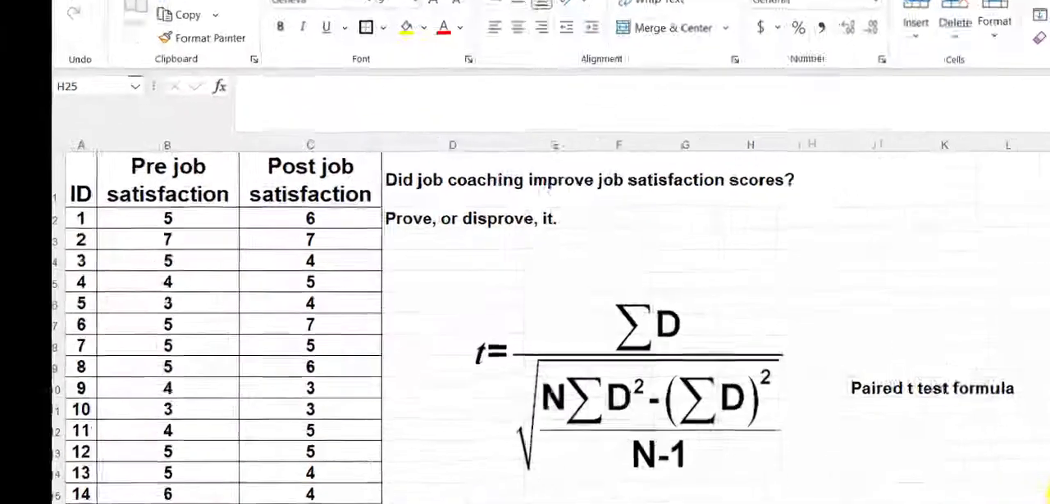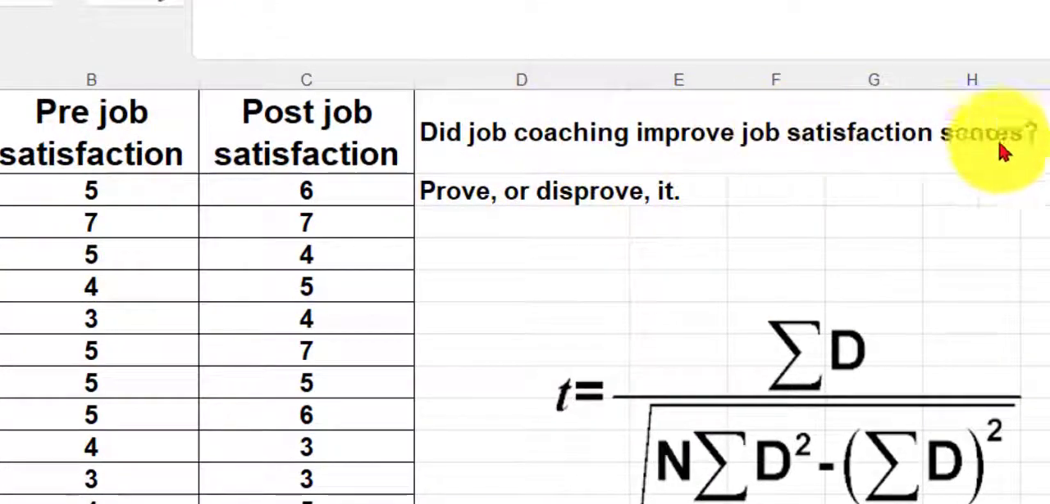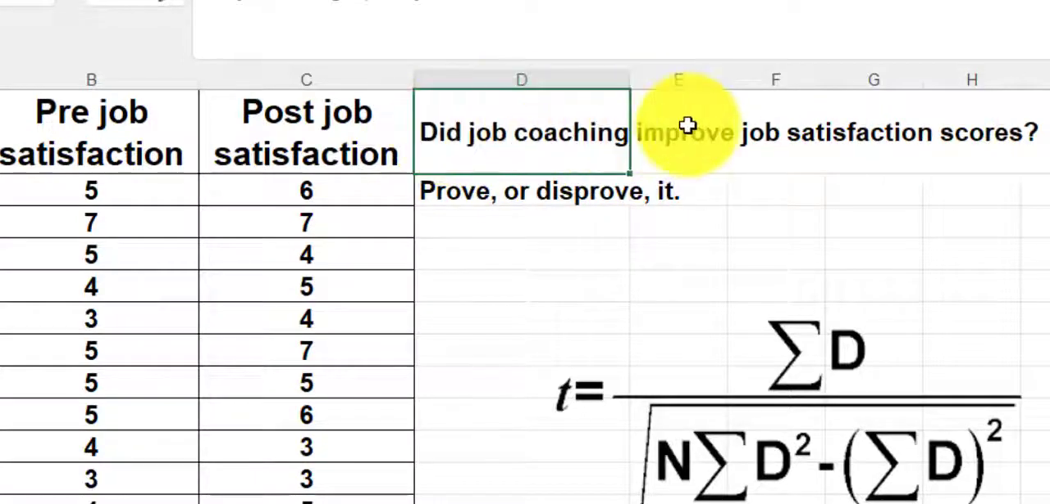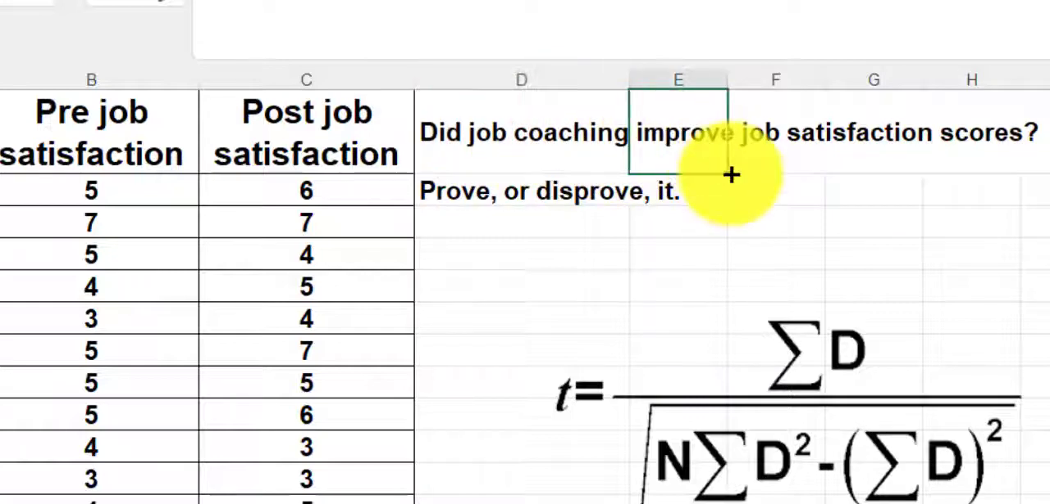Problem 4. Did coaching improve job satisfaction scores? Okay. See the word improve there? Improve. That means that we're expecting that the post-job satisfaction will be higher than the pre-job satisfaction.